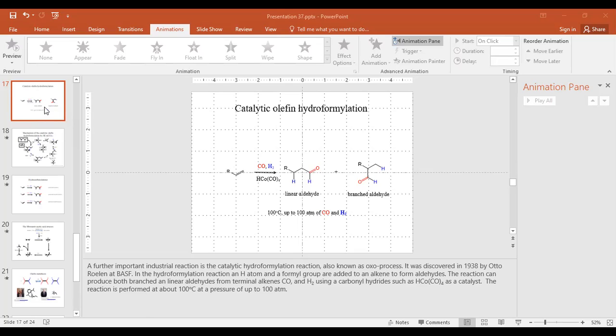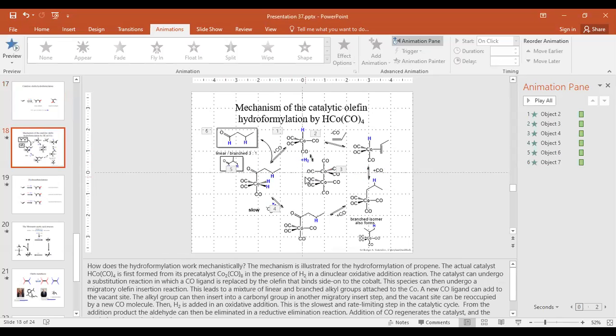The last one we discussed was the catalytic olefin hydroformylation, and we have seen that we can produce aldehydes starting out from an alkene in the presence of carbon monoxide, hydrogen, and a carbonyl hydride as the catalyst. And we've also looked at the reaction mechanism, which you still see here.